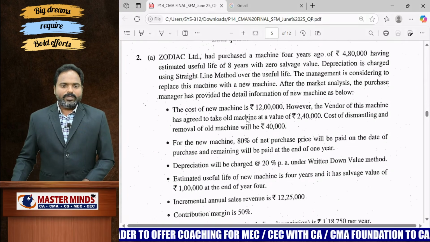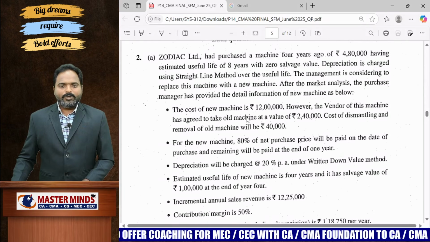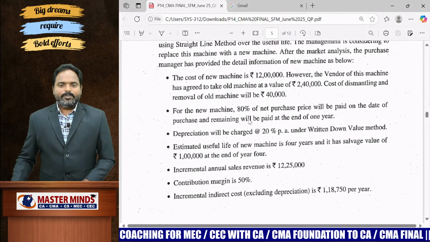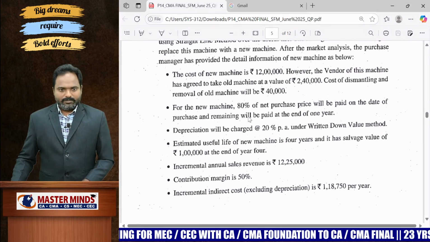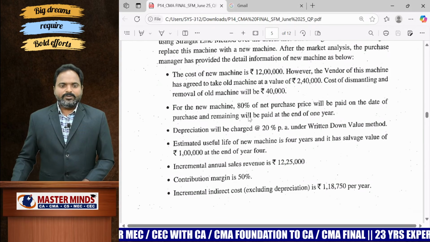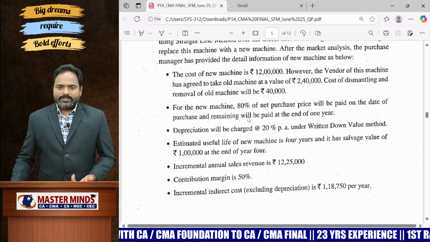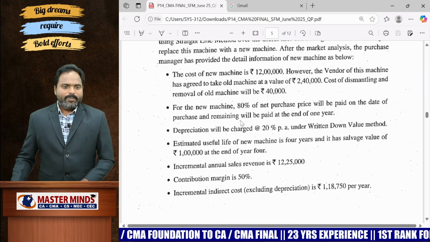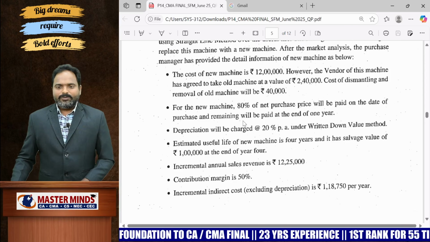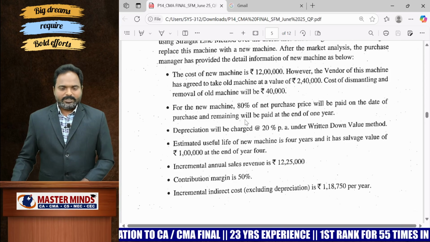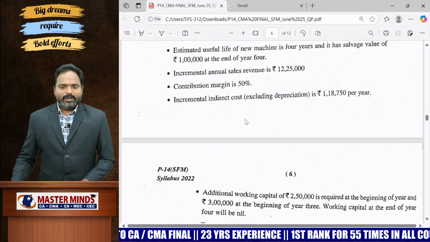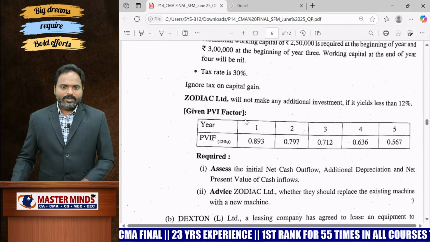This question number 2A, let us come to the descriptive. Question number 2A, Zodiac Limited. This is a replacement decision. Very simple question. Replacement decision is a basic question. There is no life disparity in replacement. So they are asking whether to replace or not. They are not asking when to replace. Okay. So there is no life disparity also. Simple replacement decision question. So any student can answer with normal knowledge also.